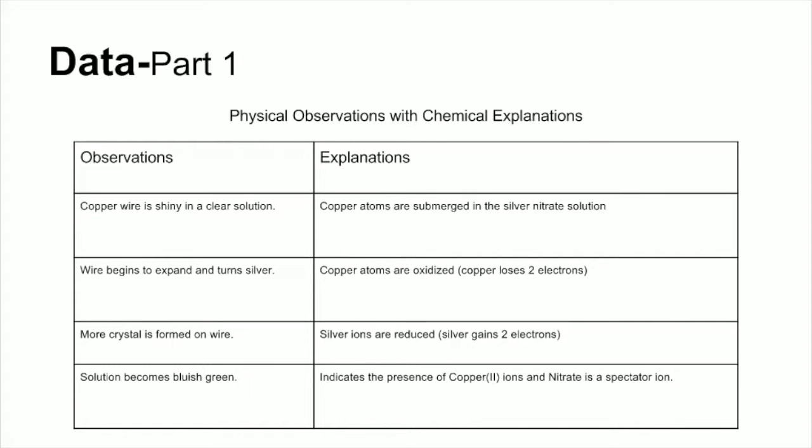The investigation began after a copper wire was placed into a clear solution. With copper atoms submerging into the solution, silver material formed on the surface of the wire. Copper atoms are oxidized, meaning 2 electrons are lost from copper, which leads to the formation of more crystal. Silver ions are then reduced, gaining electrons from copper, which allows the solution to become bluish-green, indicating the presence of copper 2 ions.